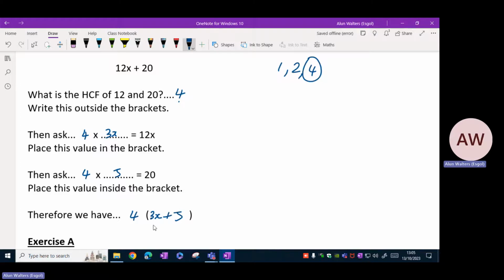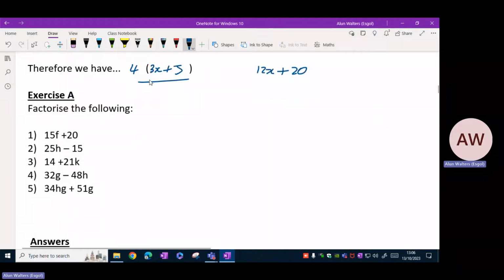Now, obviously, if you multiply that out, you'll have 12x plus 20. You should do that check, okay? But that is our answer. That simple two-term expression is factorised, okay? So I should mention throughout this video, you can pause it at any time, replay certain parts of it, and then you know, if I'm going too fast, you just pause it and give yourself time.